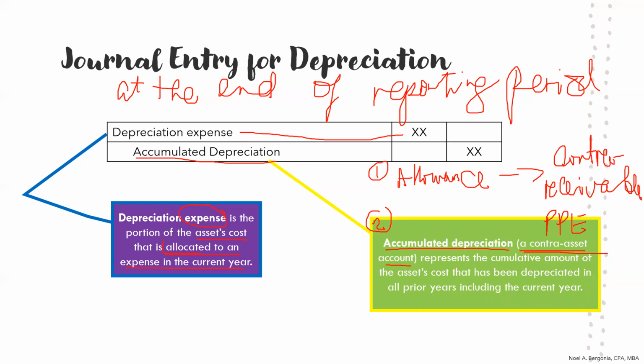No? So this is representing the cumulative amount of the asset costs that have been depreciated in all prior years including the current year. So 'di ba pag tayo ay gumagamit ng asset, we are putting it as part of our depreciation expense. So yung accumulated, from the word itself, accumulated, no? Pinagpatong-patong lahat po ng mga previous na depreciation expense. It is accumulated here in this account.